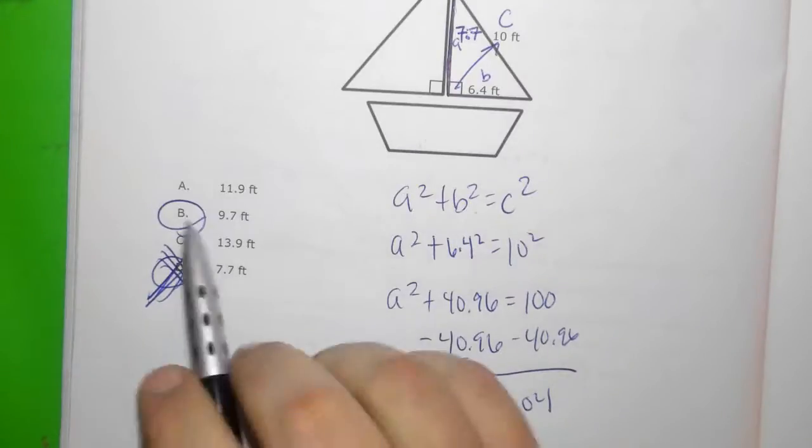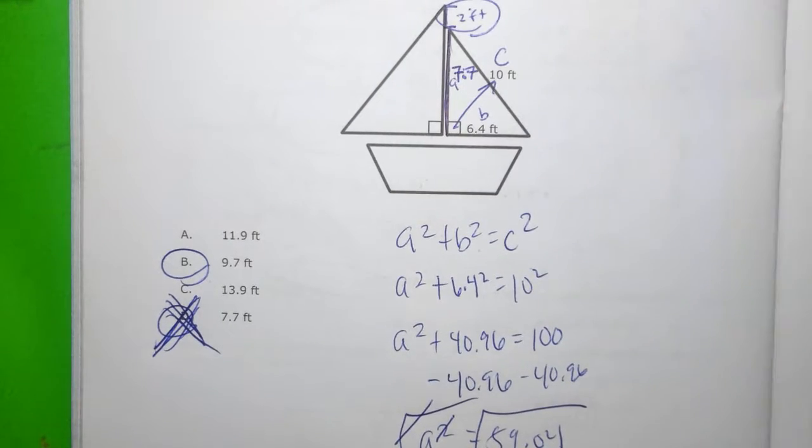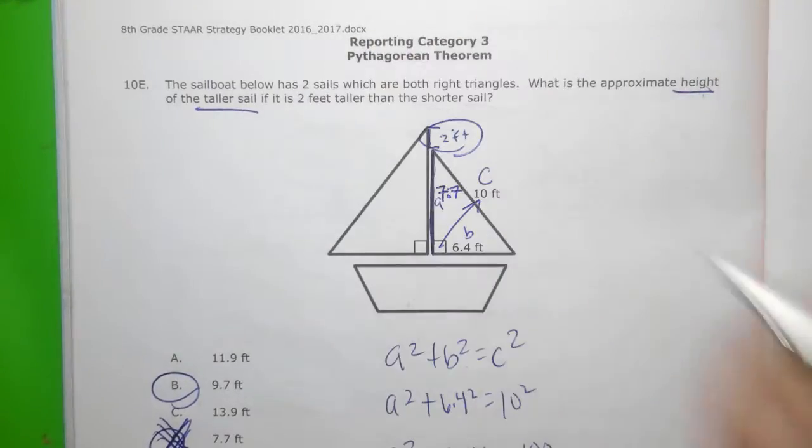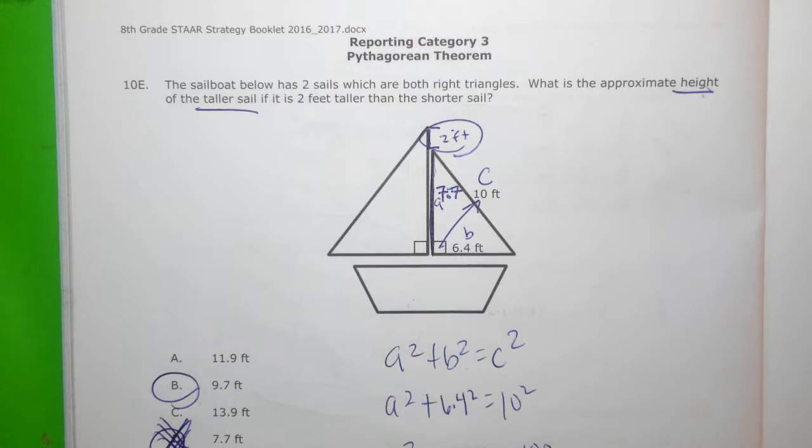Okay, it is B, right? Because you've got to add that extra 2 feet, because they want the height of the taller sail. The height of the taller sail. You're just using the height of the shorter sail to help you find that out.